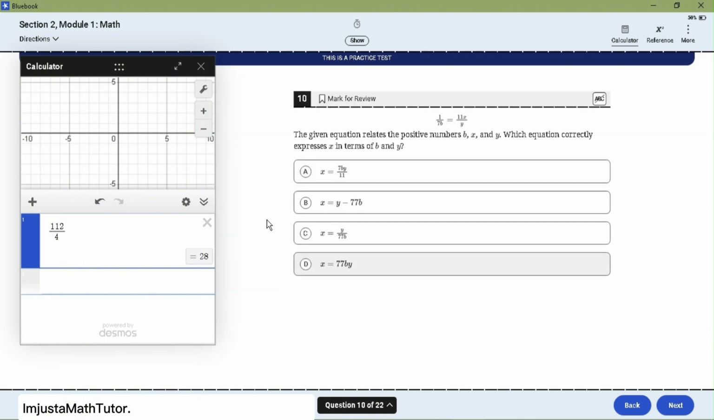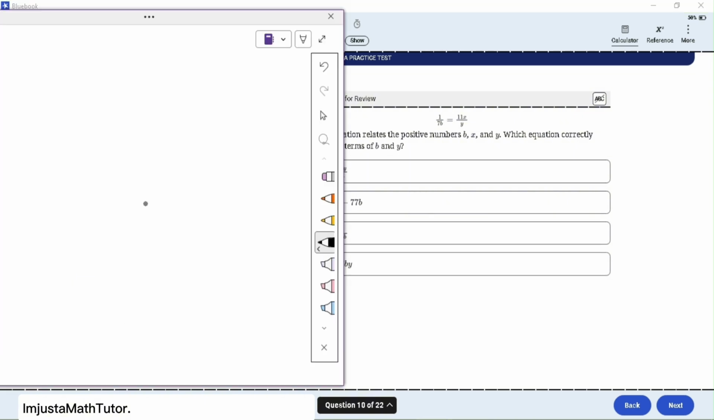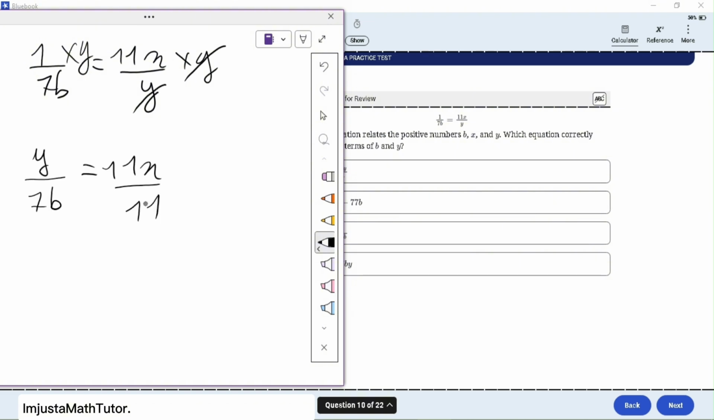The given equation relates the positive numbers b, x, and y. Which equation correctly expresses x in terms of b and y? Now all we have to do is try to find what x equals in terms of the others. So we try to free the x so that we can have x alone. So we multiply both sides by y to get rid of the y. And then we divide by 11.